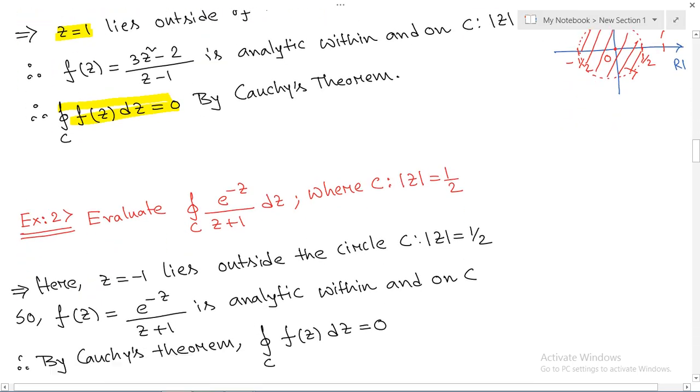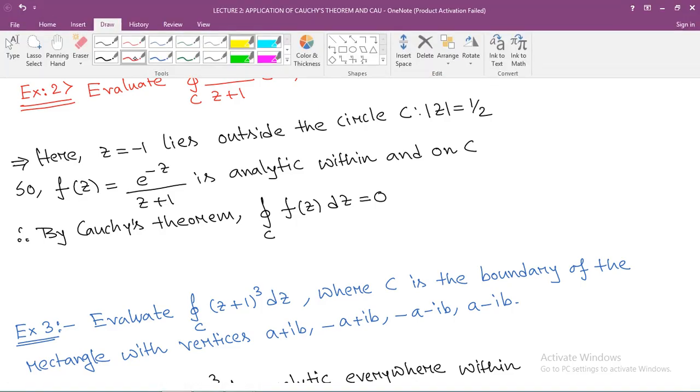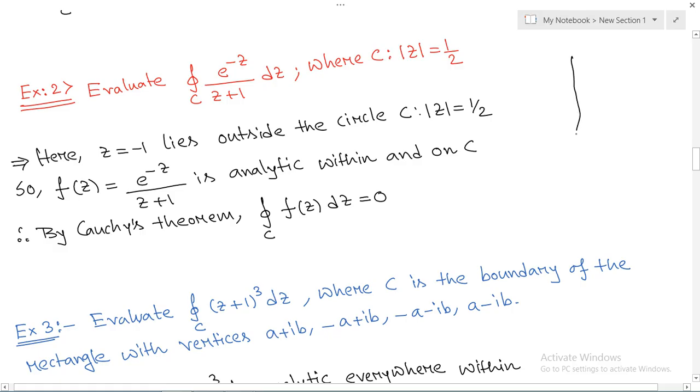The second question says that we want to evaluate another function, e power minus z upon z plus 1 dz, where the curve is given as mod z equals 1 by 2. So again we have to draw the diagram. Whatever circle is given to us, mostly you will get the circle in the exam only. Suppose here the center is at the point z equal to 0 and the radius is 1 by 2, and here it is also minus 1 by 2. So this will be the portion of the circle.